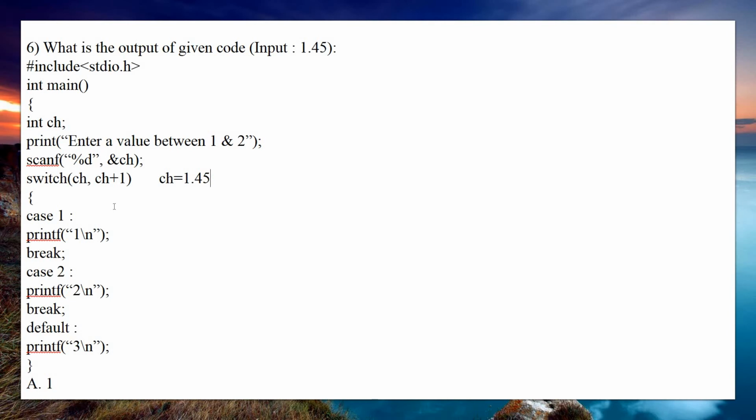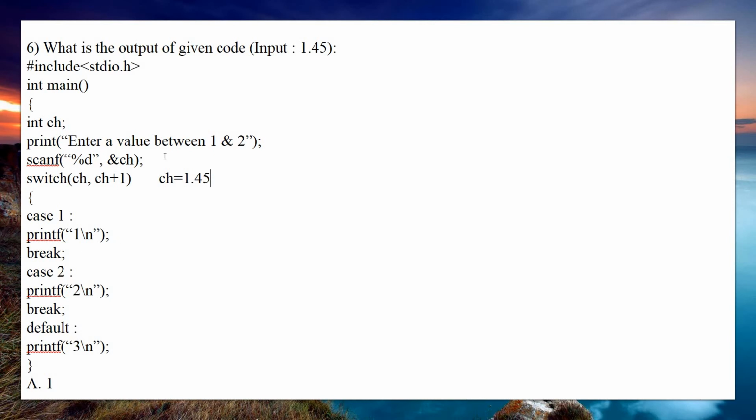The switch will be executed for ch, which here is 1.45. We have case 1, case 2 as well as case 3. It will be executed for ch comma ch plus 1, so it will be executed for ch equal to 2, the nearer value to 1.45. So the switch will be executed for ch equal to 2, hence 2 will be printed as output.